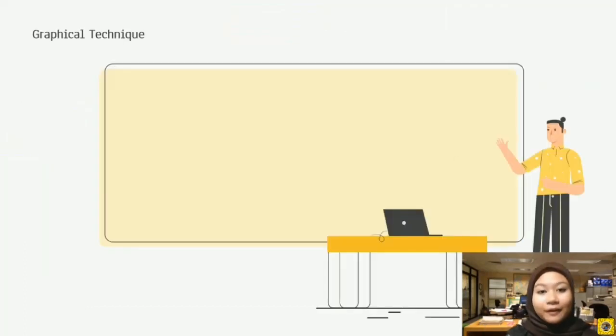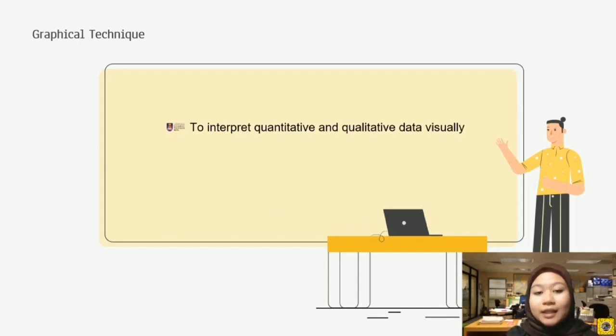Moving on to the graphical technique. Different types of graphs are used to interpret and analyze the data. There are histogram, bar charts, box and whisker plot, and scatter plot. Graphical presentation of the data is a crucial component in understanding, analyzing, interpreting, as well as identifying the patterns and trends of the data.